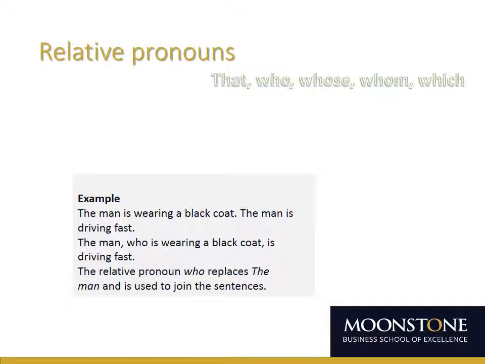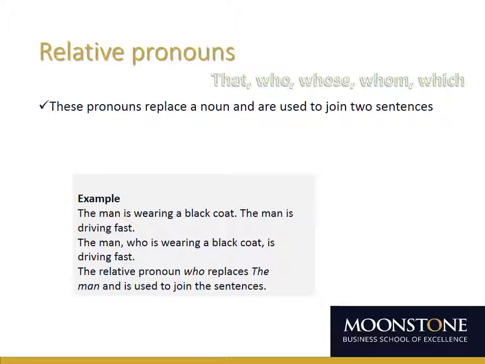Relative pronouns include that, who, whose, whom, and which. These pronouns replace a noun and are used to join two sentences. Example: the man is wearing a black coat. The man is driving fast. Now we use a relative pronoun to combine the two sentences. The man who is wearing a black coat is driving fast. The relative pronoun who replaces the man and is used to join the two sentences.